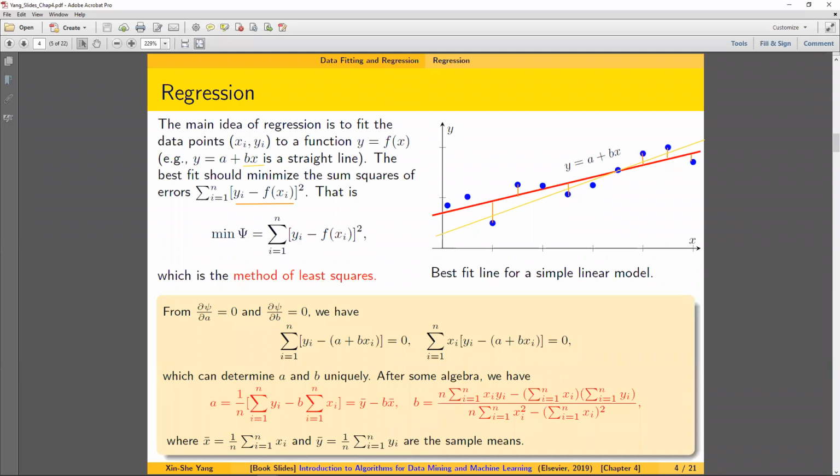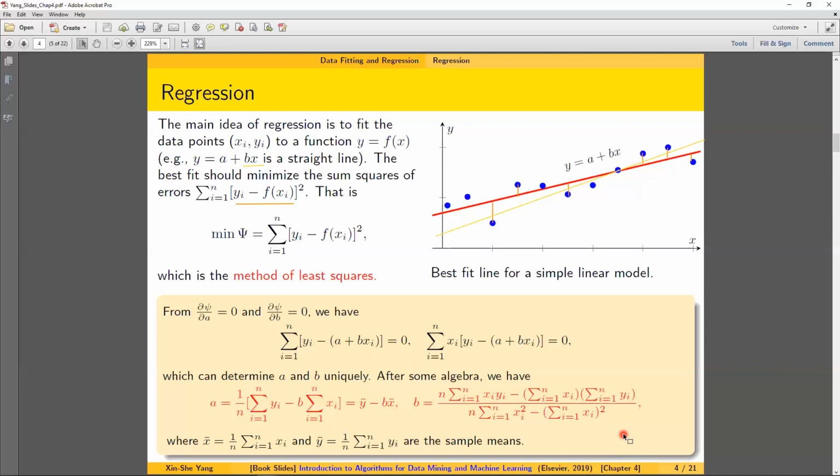If we take a partial derivative of this quantity C with respect to A and set it equal to 0, and then take the partial derivative with respect to B and set it to 0, then we have this relationship, which can determine A and B uniquely. After some algebra, we have A being this quantity and B being that quantity. So we have an estimate of A and B.